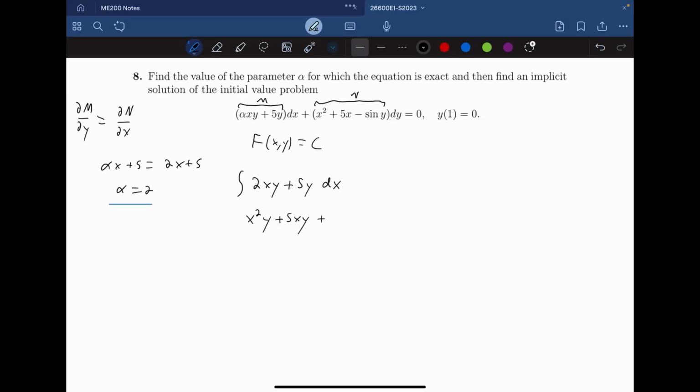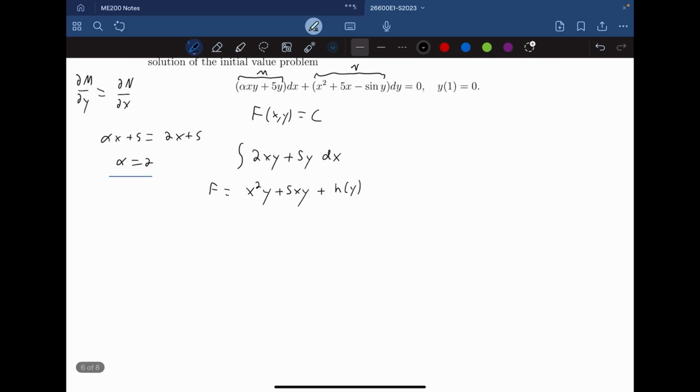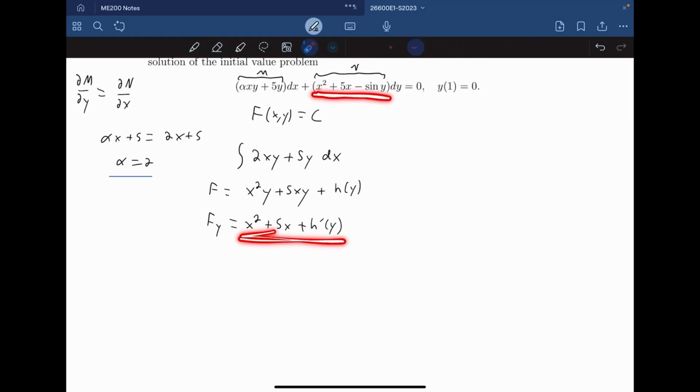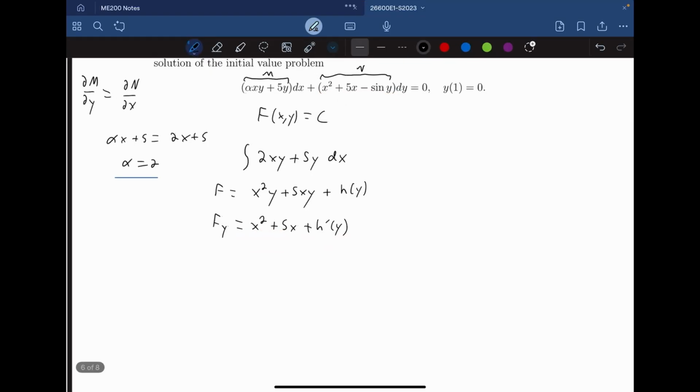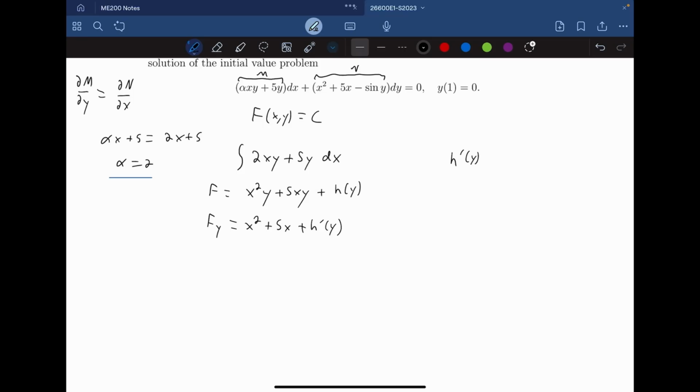And instead of a plus c, we're going to write a plus h of y, because that h of y term can be anything in terms of y. It won't affect our derivative in terms of x, and we'll need to fill that in later. So that's big F. We now need to make sure that our derivative in terms of y ends up being this N term. So we'll go ahead and find that partial derivative, which will be x squared plus 5x plus h prime of y, and then compare this to your given equation up here, and we see that h prime of y has to be equal to negative sine y.